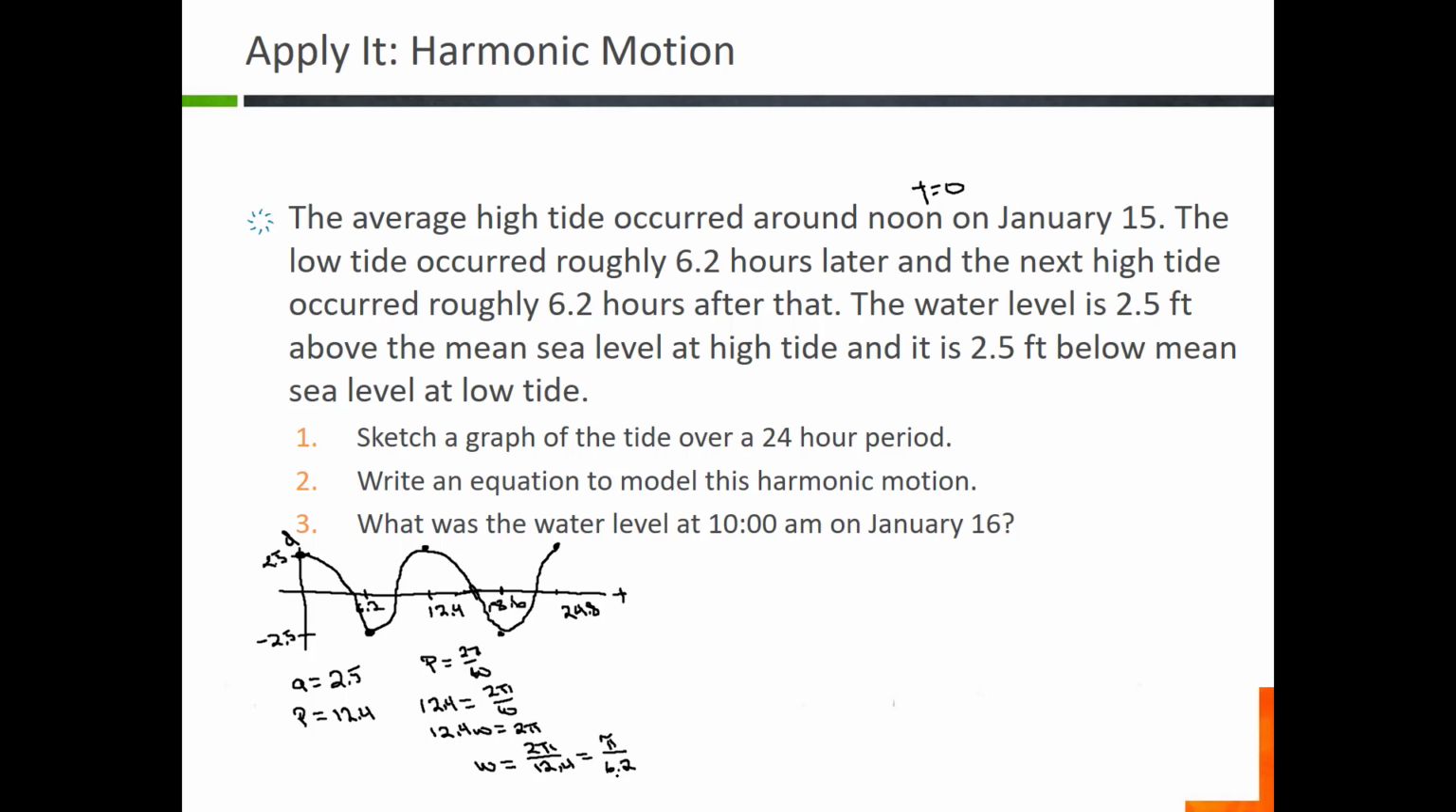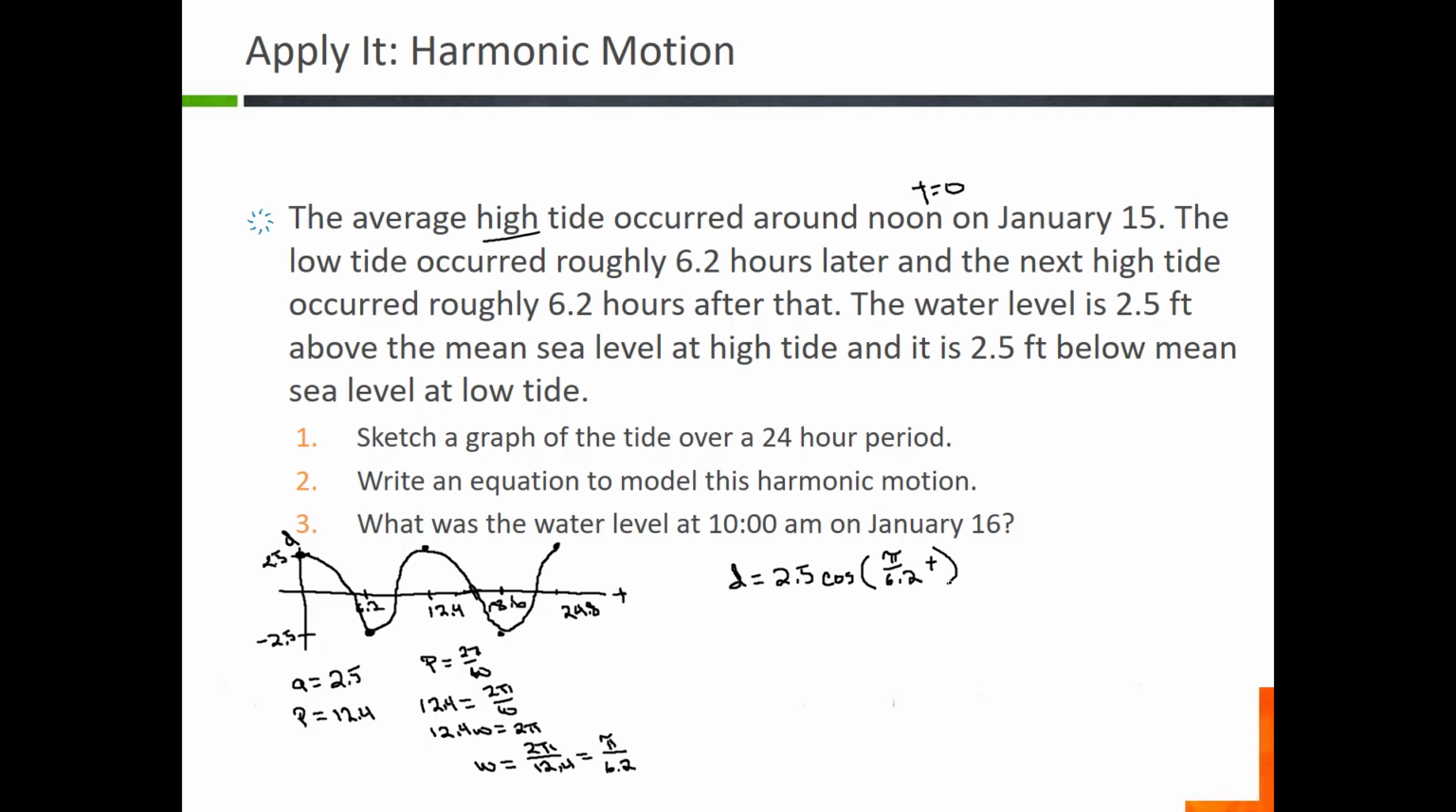We just need to know, are we going to use sine or cosine? Well, looking at the graph, it starts at high tide, right? So it starts at the maximum, and that's cosine. So our displacement function, so this is part 2 here, our displacement function is going to be 2.5 times the cosine of pi over 6.2 times t. All right, so there's our equation that models the harmonic motion.